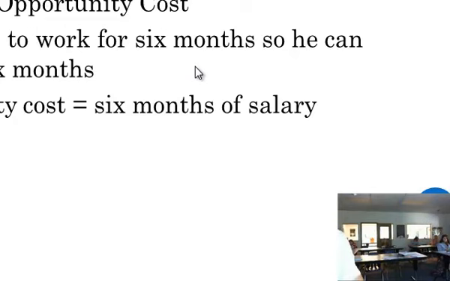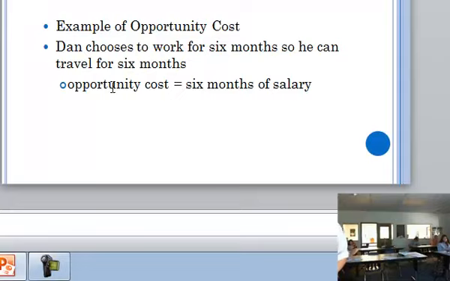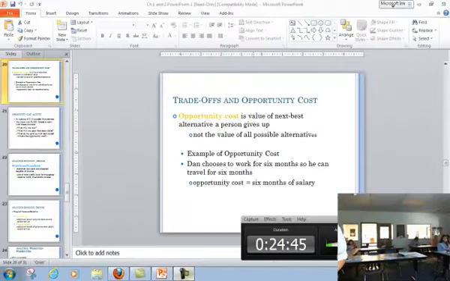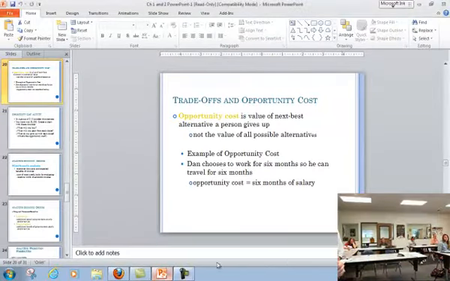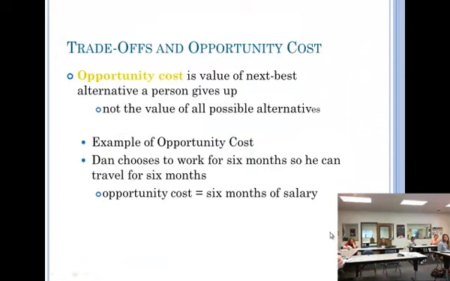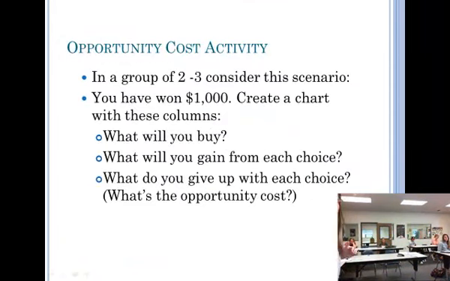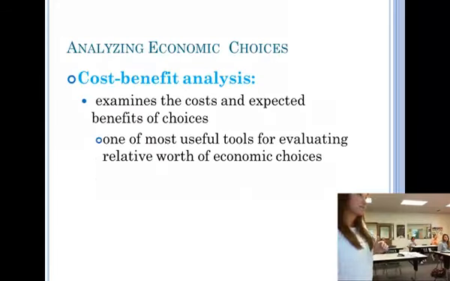And we're going to do an activity that talks about this. Done. We're done. How do I pause it? I'm going to resume. Okay, so you guys get opportunity cost. We're going to skip that.